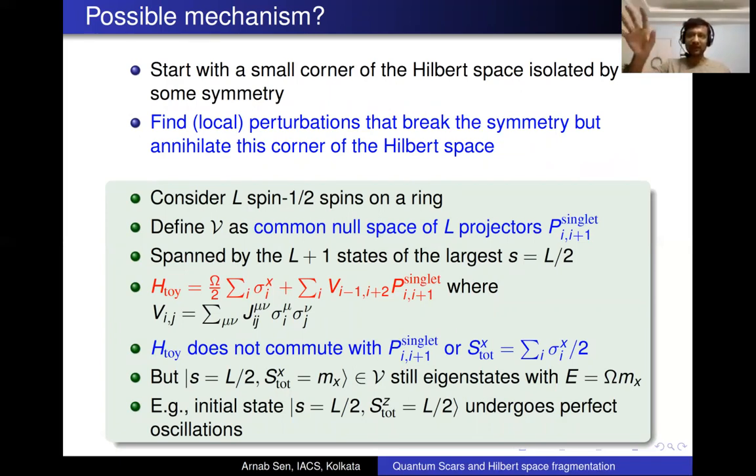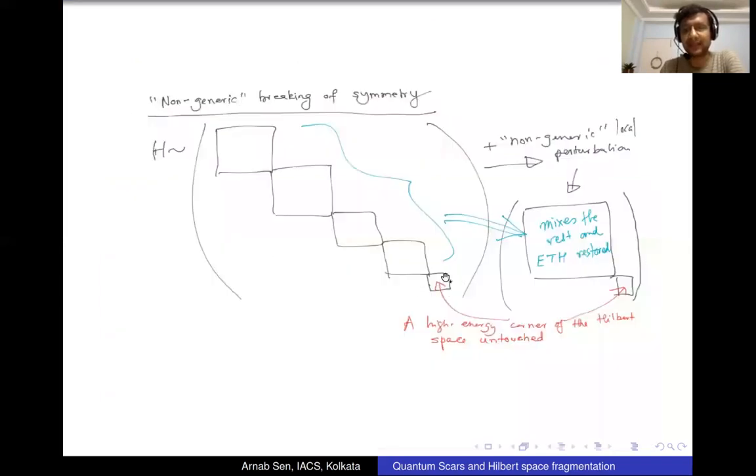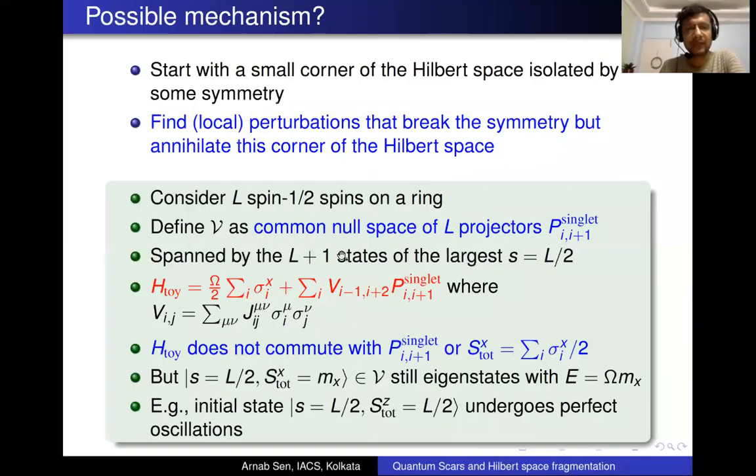And of course, because there are no constraints, the number of states in your Hilbert space is 2^L. Now, I want to find a subspace like this, which I denote by curly V. So curly V is a common null space of L projectors, and the projectors are singlet projectors like this. So what is a singlet projector? I'm considering spin half degrees of freedom. If I consider two neighboring spin halves, one complete eigenbasis of that is the singlet or the triplet basis of these two spin half degrees of freedom. So either these two spins can be thought of as a singlet, or they can be thought of as a triplet.